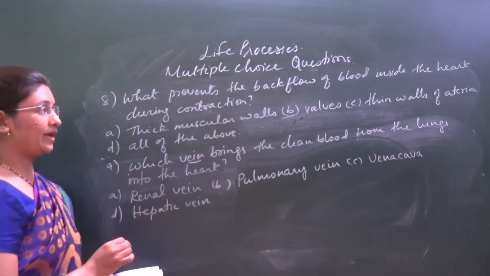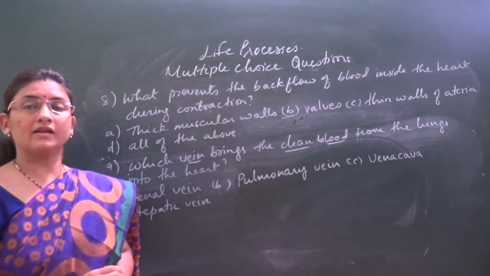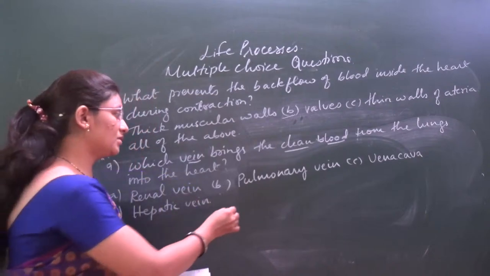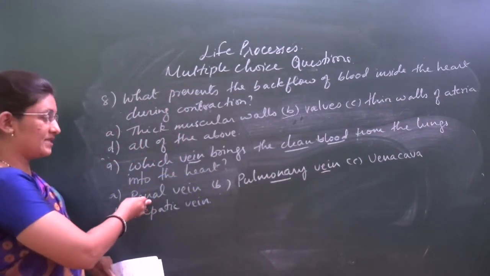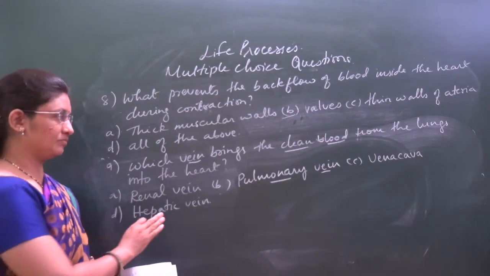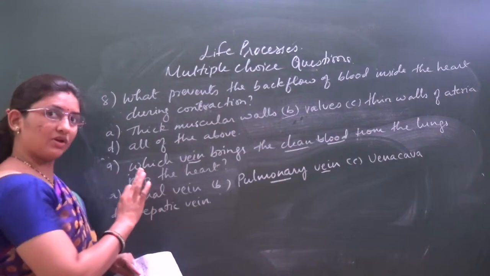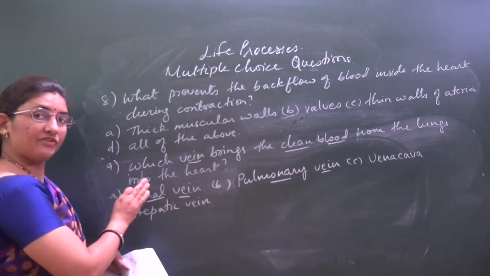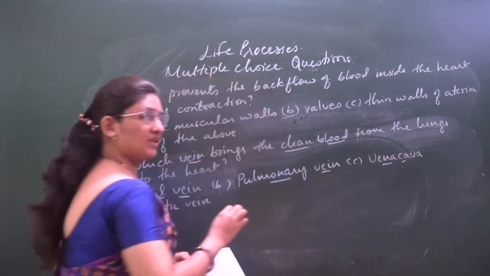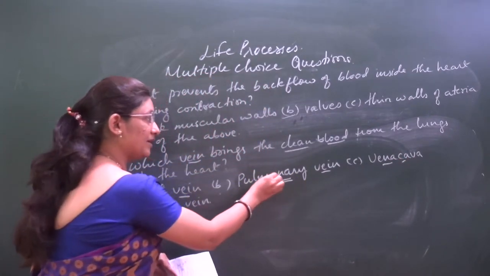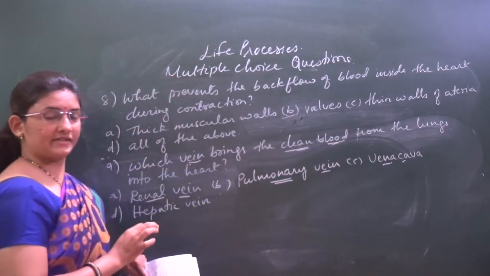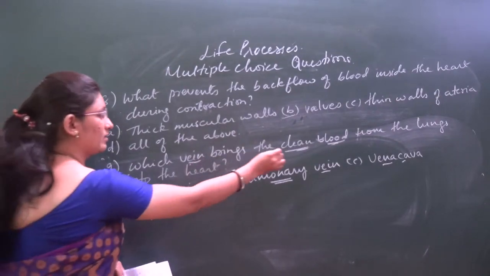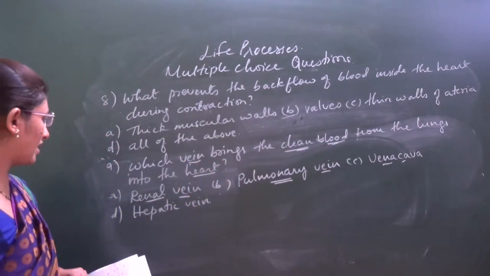In the question, which vein brings the clean blood? The clean blood is nothing but blood consisting of oxygen. So the oxygenated blood is brought to the heart through the pulmonary vein. The renal vein carries blood which is free from urea but consists of carbon dioxide. The vena cava takes up the deoxygenated blood. But clean blood here refers to the oxygenated blood, which is brought through the pulmonary vein into the heart. See, vein, clean blood and the heart. On this you have to think and then mark the answer.